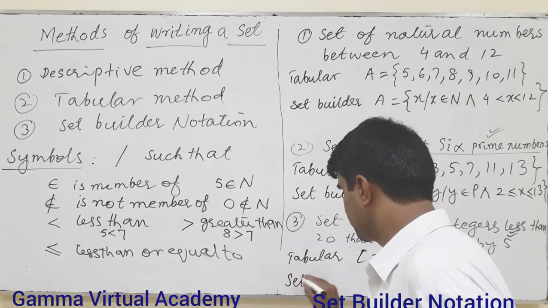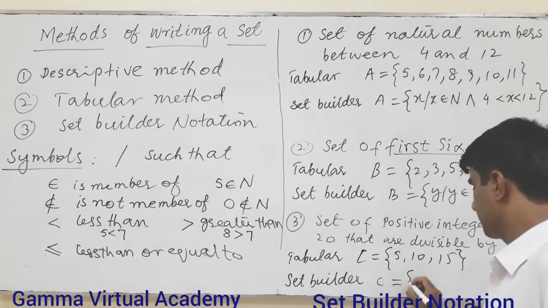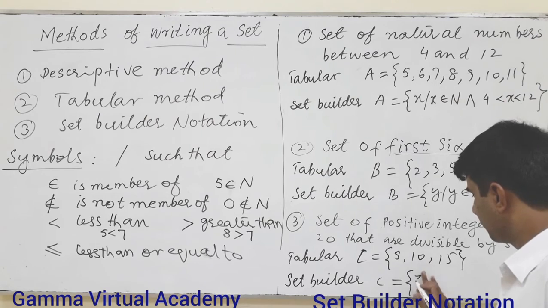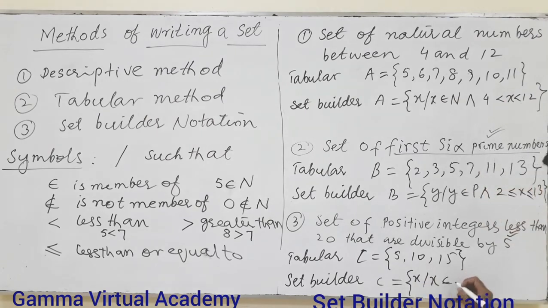And in set builder notation, suppose we are writing Z for it, or we can write any symbol, x: the set of x such that x belongs to the positive integers, and we write x is less than 20 and divisible by 5.